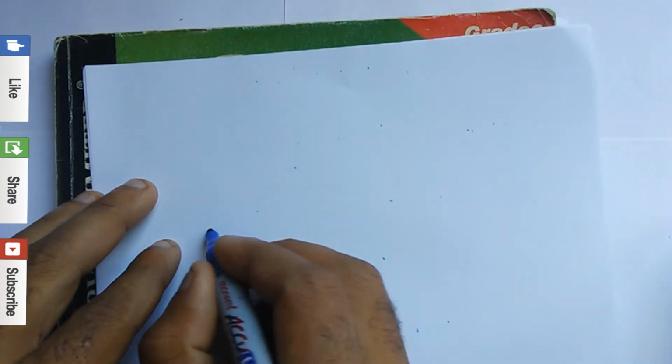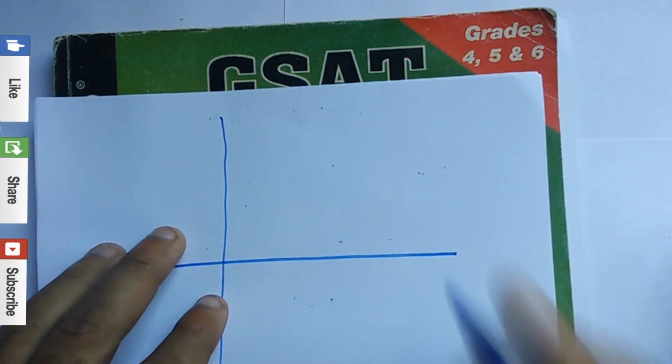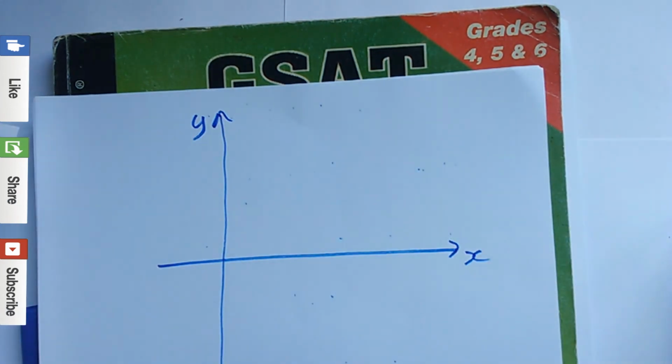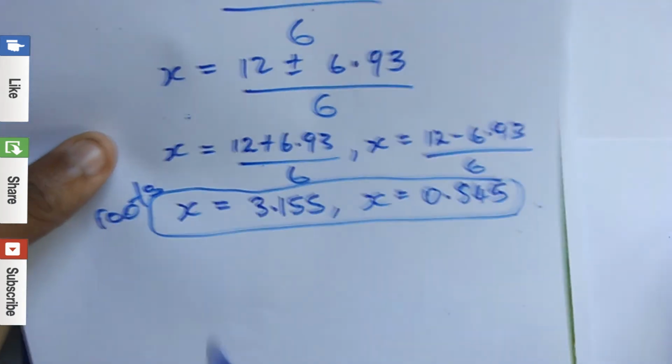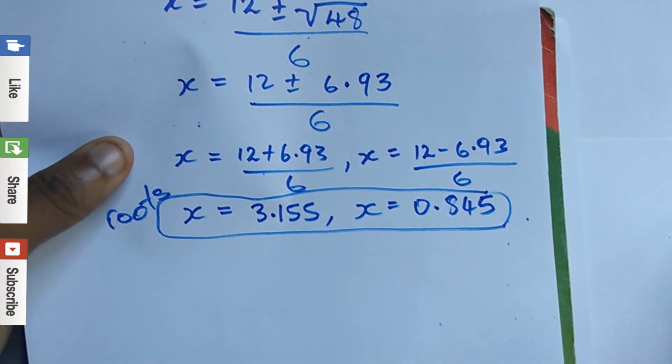So for the sketch of this graph, I'm going to draw my axes. Draw it like this. So this is the x-axis, this is the y-axis. So the roots that I got right here, we have 3.155.